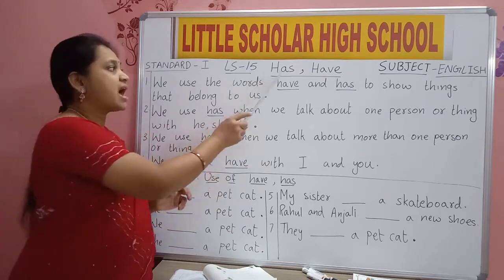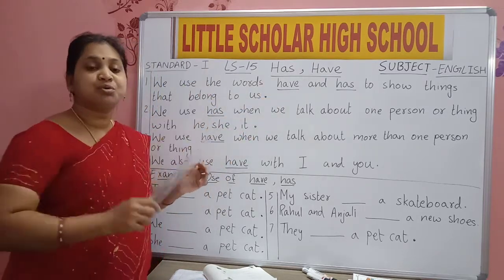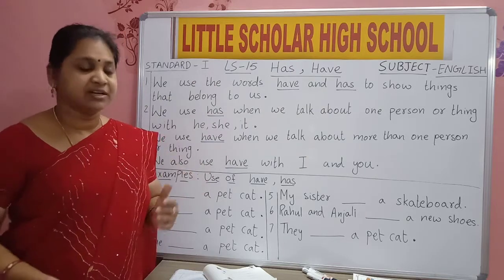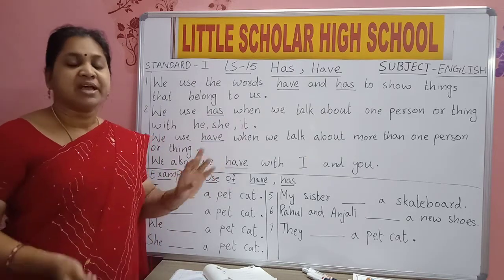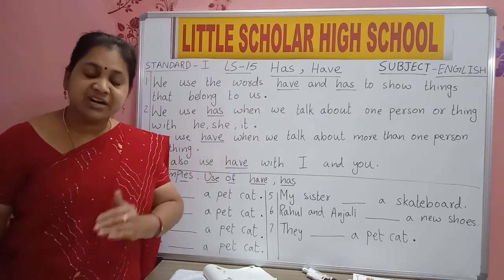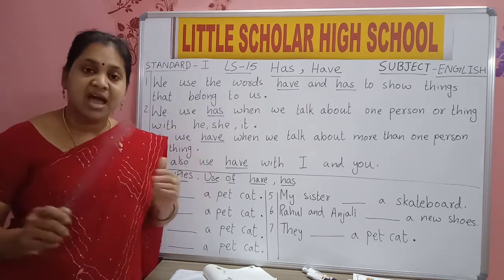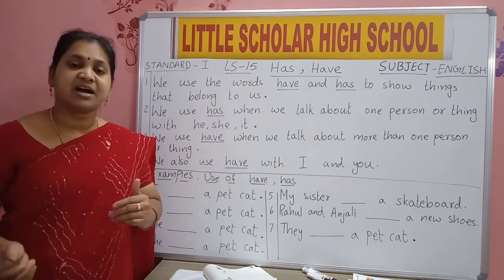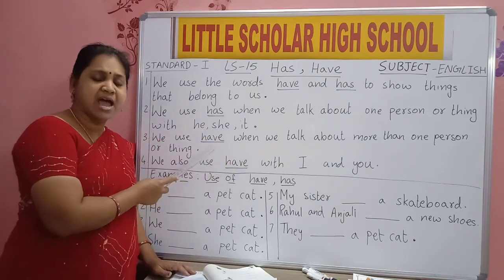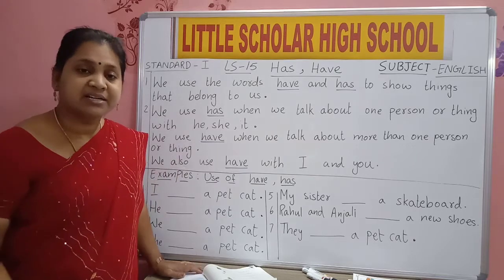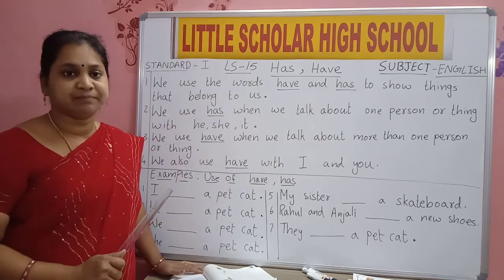We use has and have to show the things belong to someone. So they have a big beautiful house. They have a garden in front of their house. They mean many. So when we are talking about many, we use have.